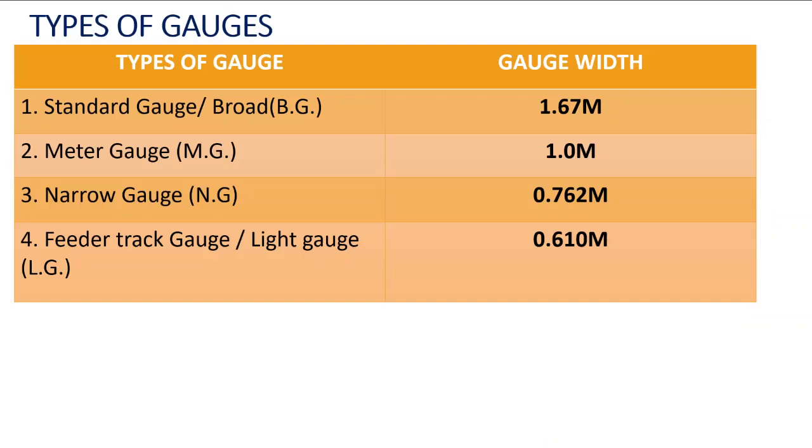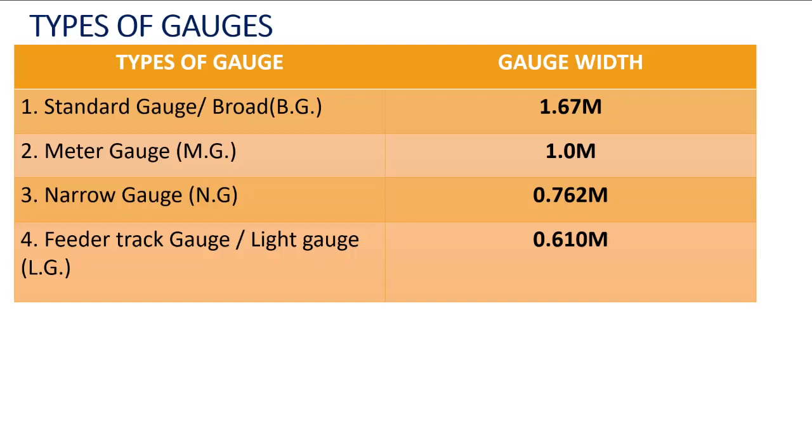Then we will move towards the types of gauges. Depending upon the gauge width, they are classified into four types. First is called the standard gauge, which is also known as broad gauge, denoted by B.G. The gauge width is 1.67 meters in this type of gauge. Then the second one is the meter gauge, denoted by M.G. It has a width of 1 meter.